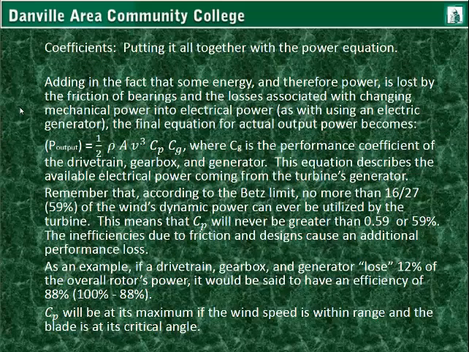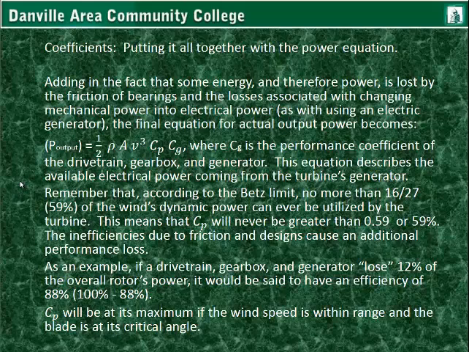Putting it all together with the power equation, adding in the fact that some energy and therefore power is lost by the friction of bearings and losses associated with the changing of mechanical power into electrical power, as with using the electric generator, the final equation for the actual output becomes power output equals 1/2 rho A V cubed C_P C_G, where C_G is the performance coefficient of the drivetrain, gearbox, and generator as a whole.